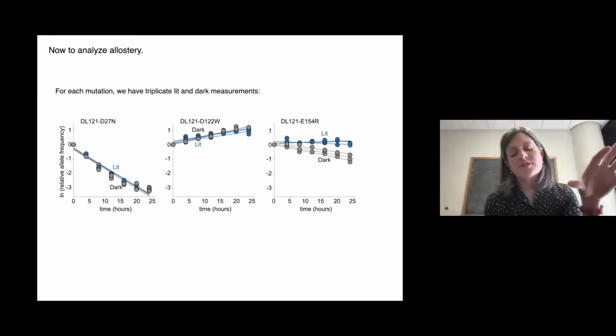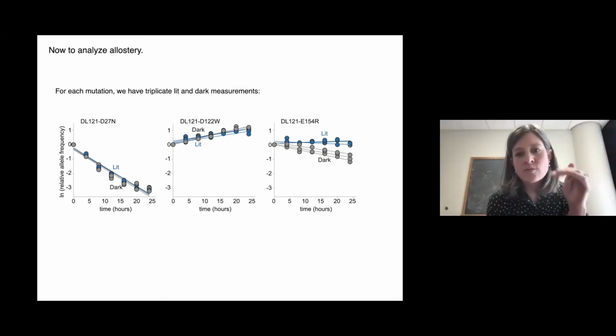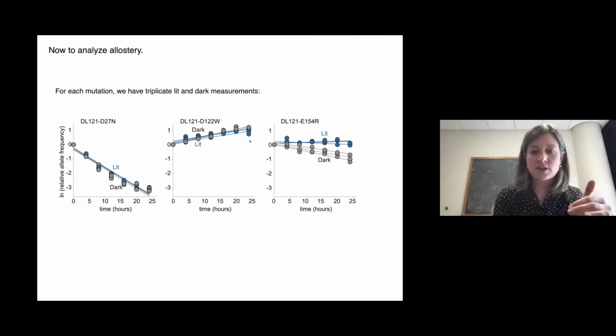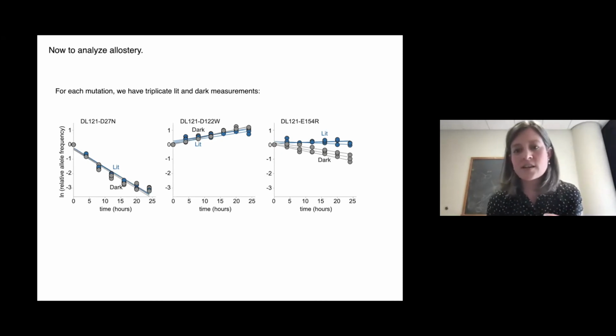And so I should point out two things. First of all, in all of these measurements, we're normalizing against the parent DL121 construct, right? So what that means is that if you were to see no change in the slope at all, you're actually preserving the allosteric effect of the starting construct. And then the second thing is we're going to take this slope, and that's what we're actually calling our relative growth rate. Okay.